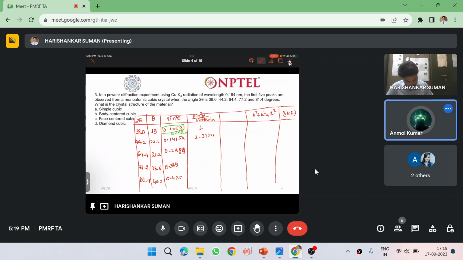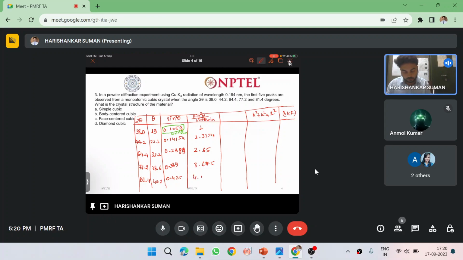So I think it is FCC. Okay, FCC. Let me calculate. I have already done the calculation. So around it will be 2.675 and 4.015. So multiply this number with 3.